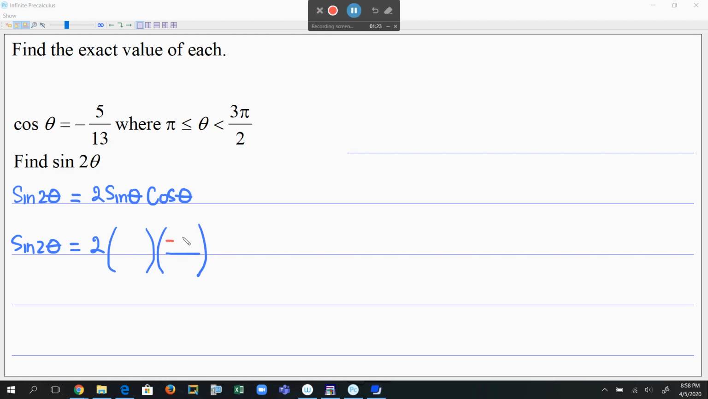Cosine theta is negative 5 over 13, and we are looking at quadrant number 3. So I'm going to sketch it really quick here. This is 0, pi over 2, which is 90 degrees, pi, 180 degrees, 3 pi over 2, 270 degrees, and back to 2 pi. Let me go counterclockwise. So our angle is in quadrant number 3.